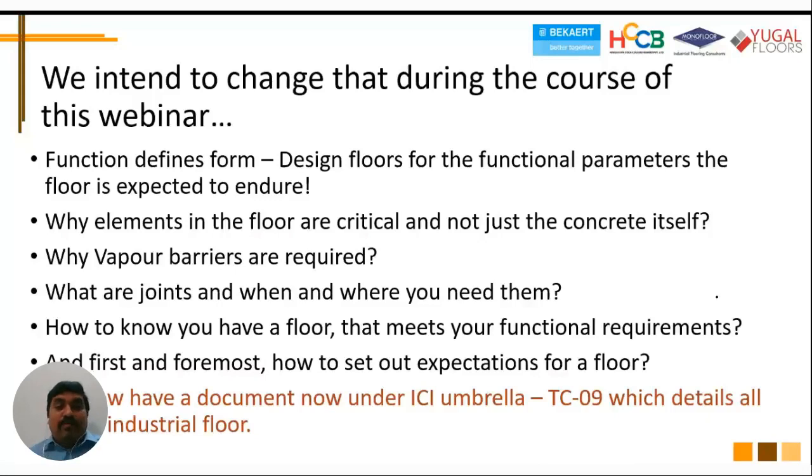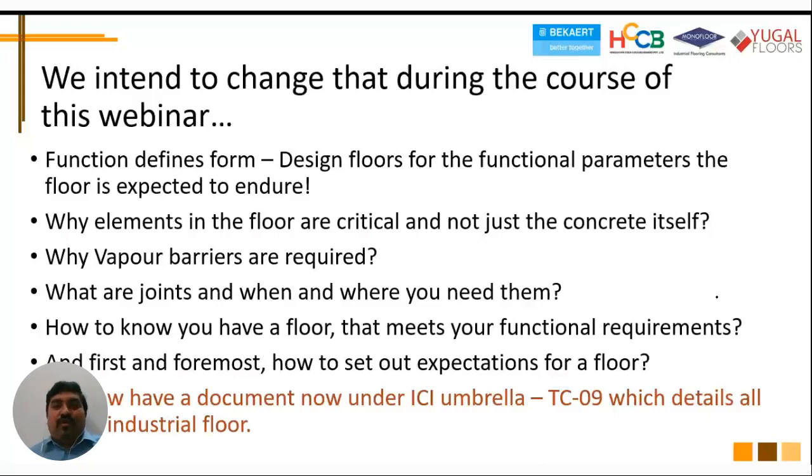How do you know you have a floor that meets your functional requirements? You have built a beautiful floor. Are you sure that it has met your functional requirement or not? Let us try and understand how to measure those expectations. Let us do a reality check. And first and foremost, what to expect out of a floor?